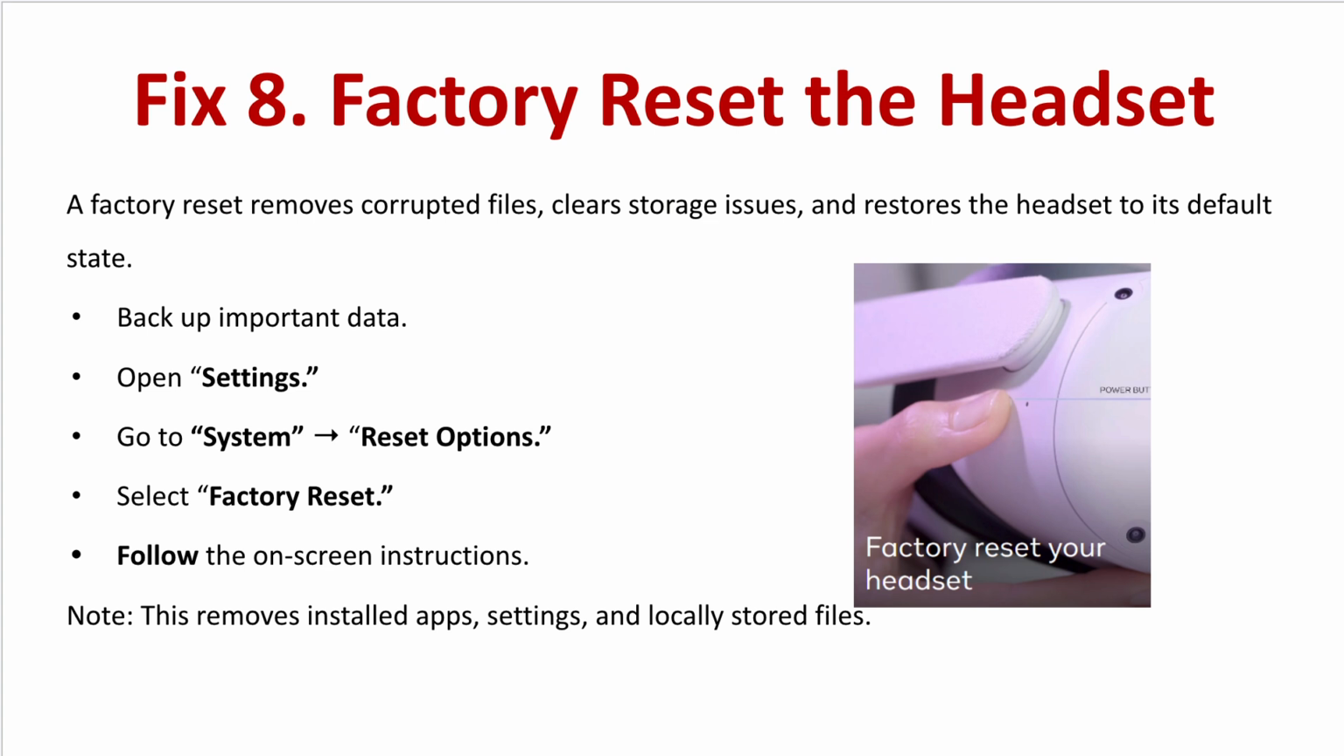Eighth fix is factory reset the headset. A factory reset removes corrupted files, clears storage issues, and restores the headset to its default state. Back up important data, open settings, go to system, select the reset option, choose factory reset, and follow the on-screen instructions. Note, this removes apps, installed app settings and local stored files.